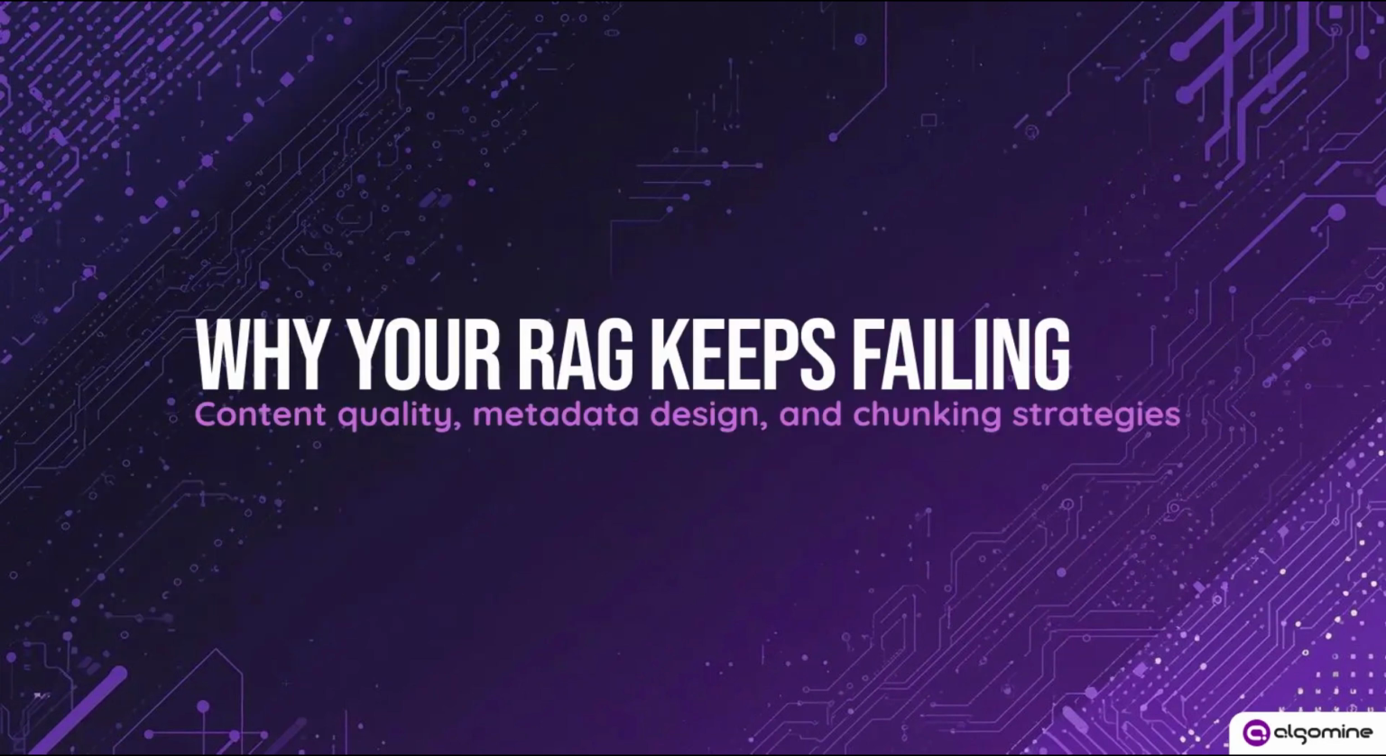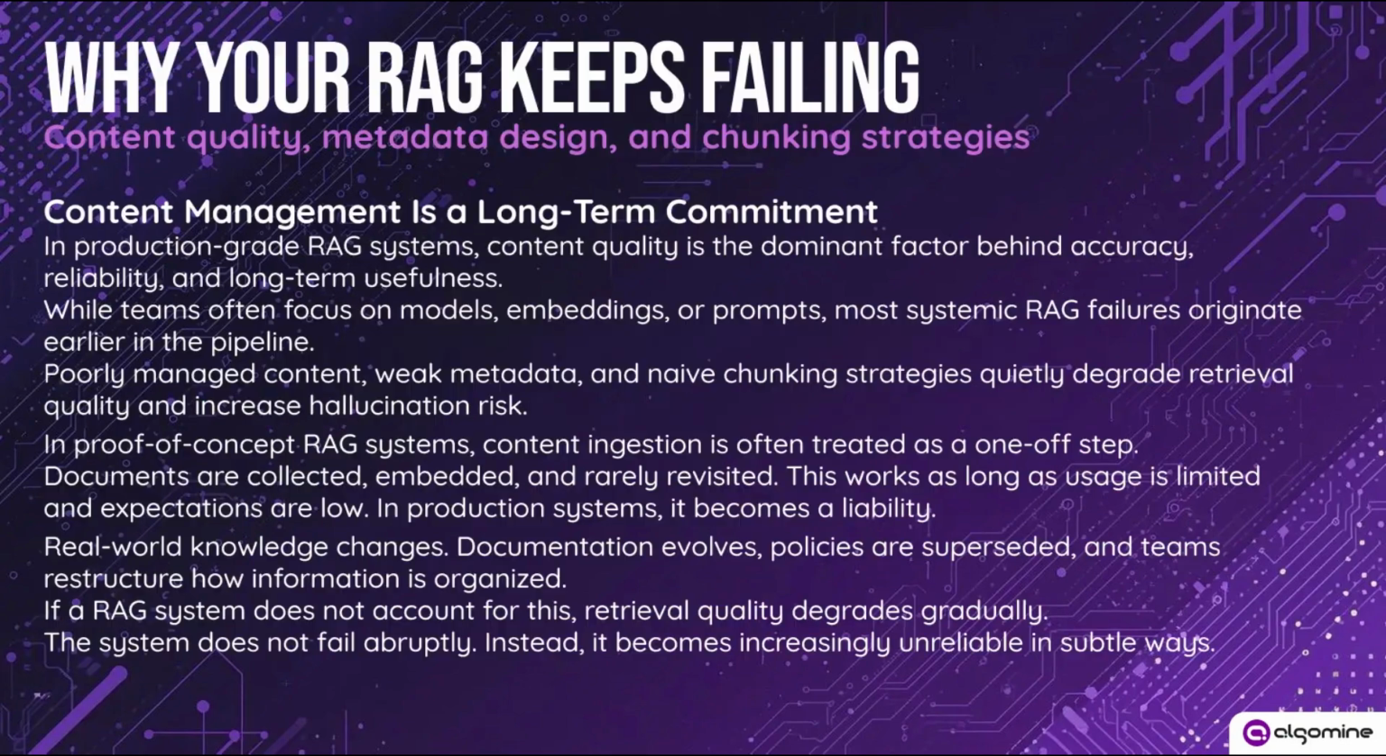Chapter 2: Why your RAG keeps failing. In production RAG systems, content quality is the dominant factor behind accuracy and reliability. While teams focus on models and prompts, most failures originate earlier in the pipeline. In proof of concept systems, content gets collected, embedded, and forgotten. This works until it doesn't.